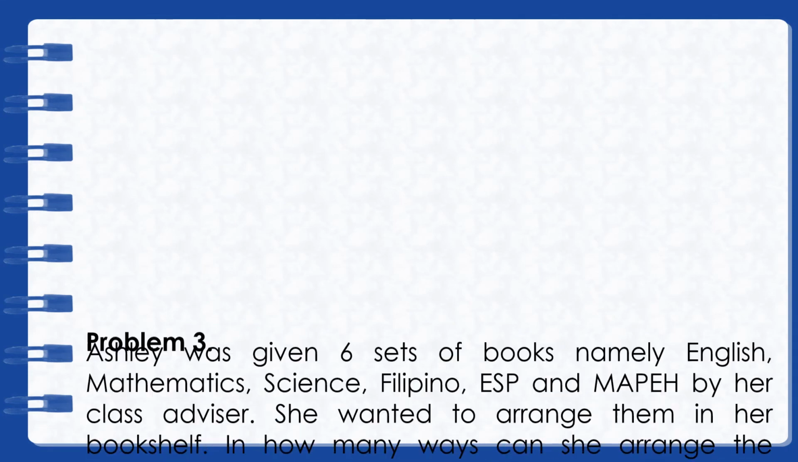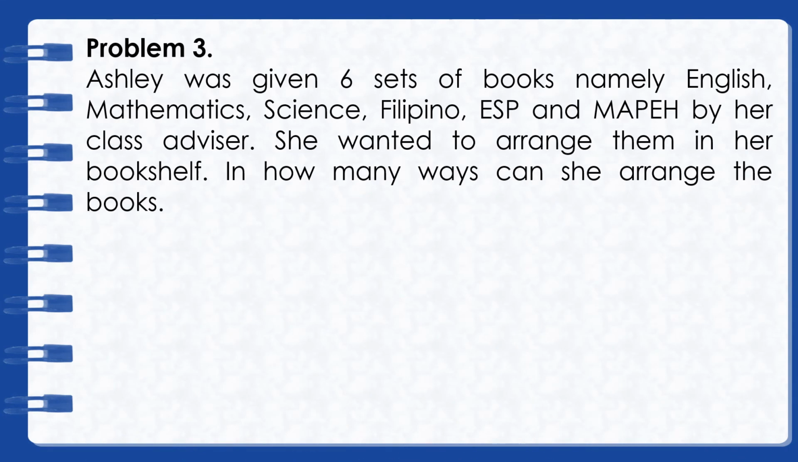Let us continue to solve problem number 3. Ashley was given 6 sets of books, namely English, Mathematics, Science, Filipino, ESP, and MAPEH by her class advisor. She wanted to arrange them in her bookshelf. In how many ways can she arrange the books?